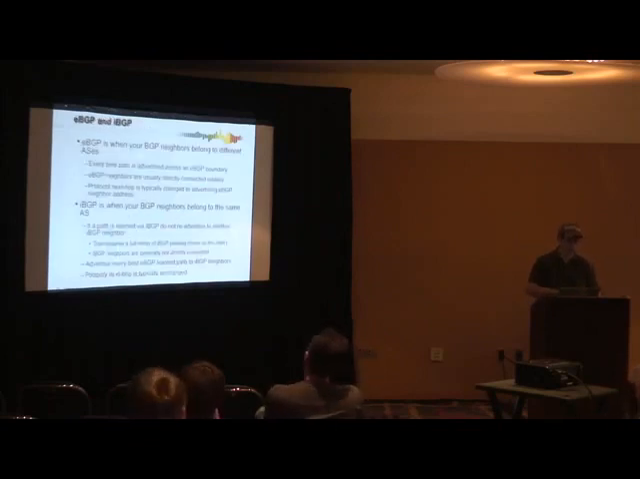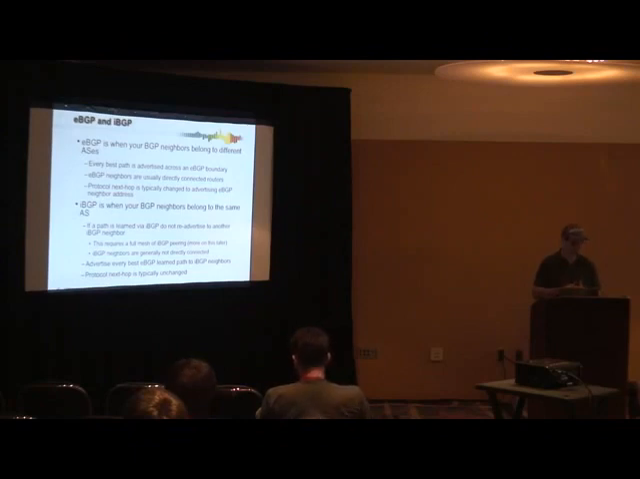So eBGP and iBGP, I've already talked about this a little bit. The basic difference here is eBGP is when your BGP neighbors belong to different networks, different autonomous systems. In this case, every best path is advertised across the eBGP boundary. eBGP neighbors are usually directly connected routers, and the protocol next hop is typically changed to the advertising eBGP neighbor's address. iBGP is when your BGP neighbors belong to the same autonomous system. They're part of the same network. If a path is learned via iBGP, you don't re-advertise it to another iBGP neighbor, which requires a full mesh of iBGP peering. I'll talk more about scaling that in the second half.